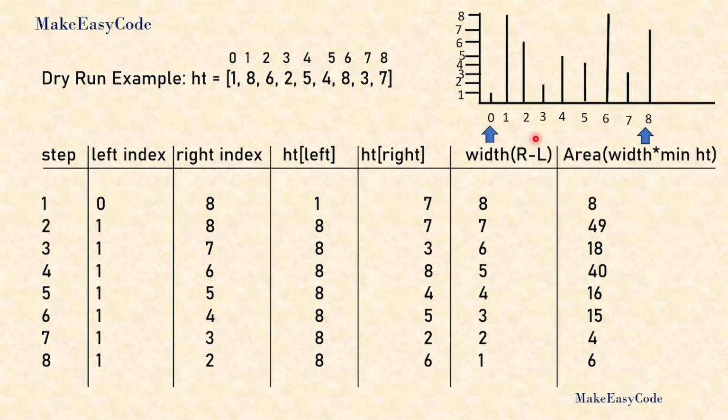Again, the pointer will be moved to index 2 this time. So at the last step, you can see the left index at 1 and the right index at 2, and values are 8 and 6 this time. The width is 2 minus 1, that is 1, and the minimum height between the 2 columns is 6, 1 into 6, that is 6. So area becomes 6, but our maximum area till this point is 49. So there will be no change in area.